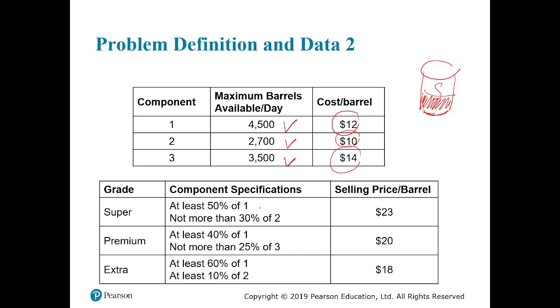This is for super. And these are specifications for premium, where at least 40% is from component 1 and not more than a quarter must be from component 3. And then for extra, you need to have at least 60% of component 1 and at least 10% of component 2. Alright, so the selling price per barrel for super is the most expensive, $23 per barrel, and you have $20 for premium and $18 for extra.